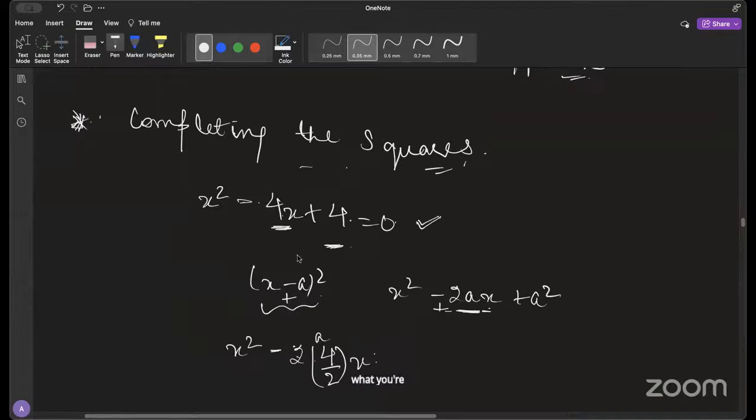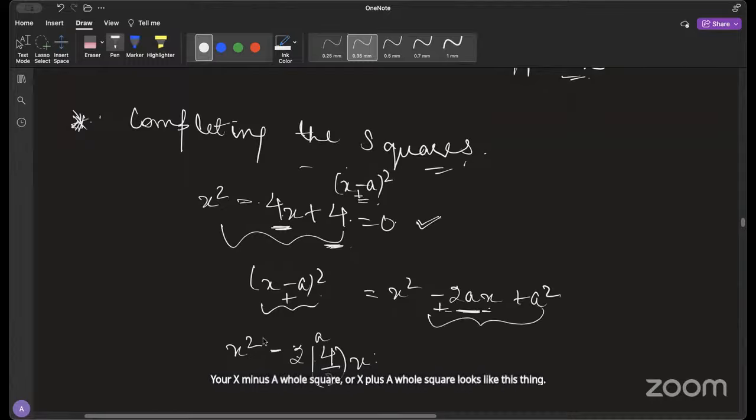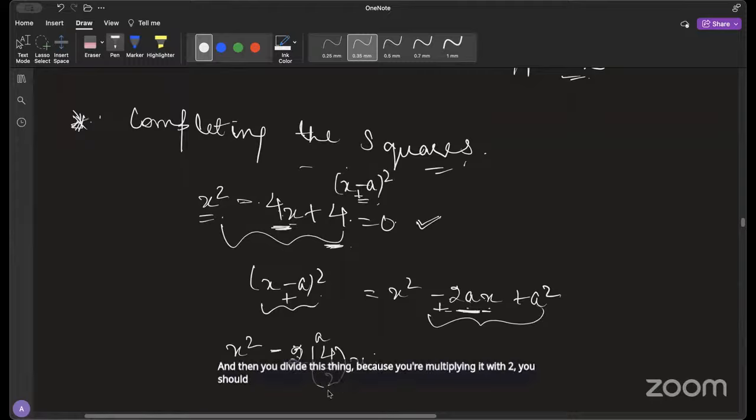What you're trying to do here is make this look like x minus a whole square, right? So in the process of doing this, your x minus a whole square or x plus a whole square looks like this. So x square you already have. The coefficient of x here is minus 2a, and here you have 4. So you want to make it look like 2ax. So 2 you take common from here. And then you divide this, because you're multiplying it with 2, you should divide it by 2 as well, right? That's why we've divided it by 2.